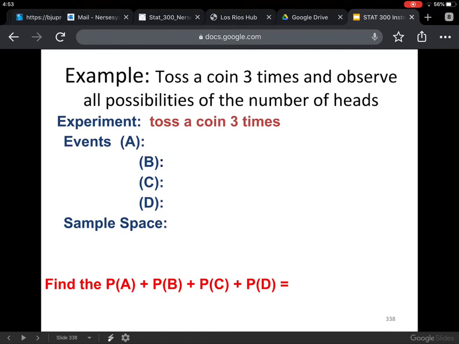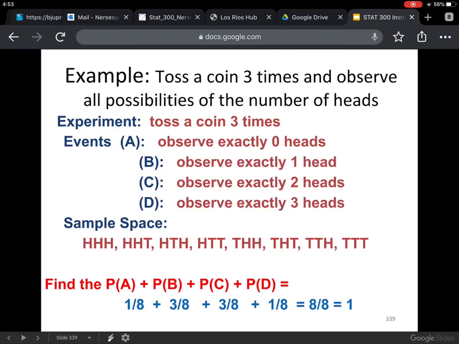Okay, toss a coin 3 times and observe all possibilities of the number of heads. Now this is a little bit different. All possibilities of the number of heads. Toss a coin 3 times and you can get 0 heads, right? You can get one of the tosses end up a heads. You can have 2, you can have 3 heads out of 3 coin tosses.